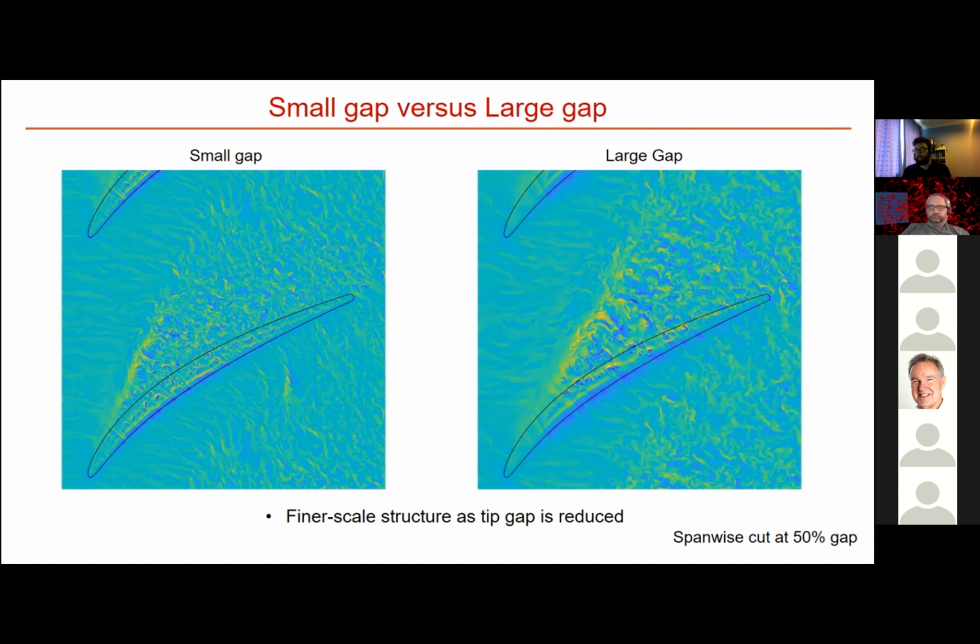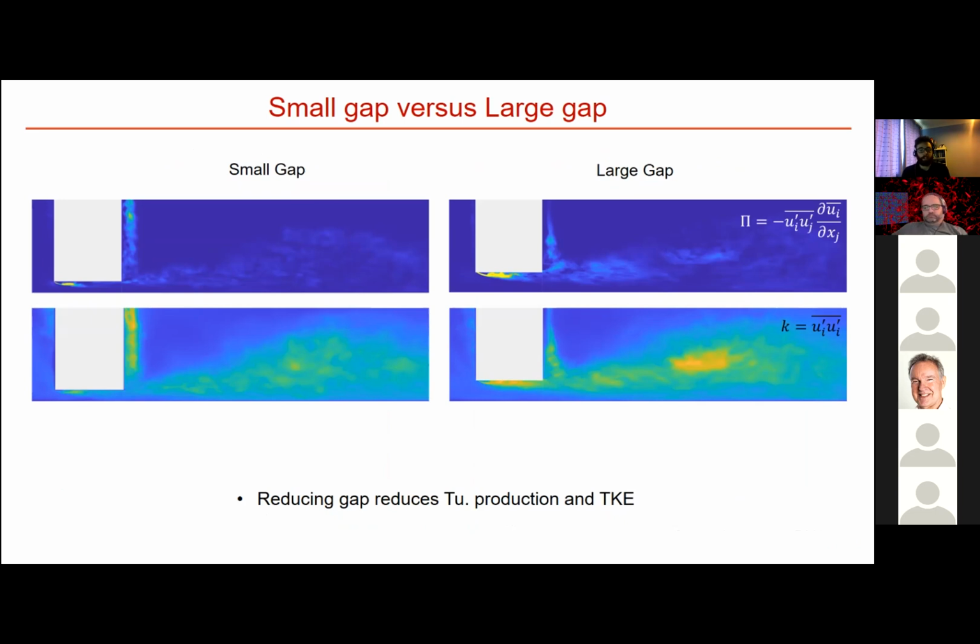The reduction in gap size also brings about a reduction in turbulent production and turbulent kinetic energy. For the small gap on the left, the shear layer breakdown inside the gap is still the dominant source of production, but is smaller compared to the larger gap. The turbulent kinetic energy is reduced both inside the clearance and in the passage for the smaller gap case.